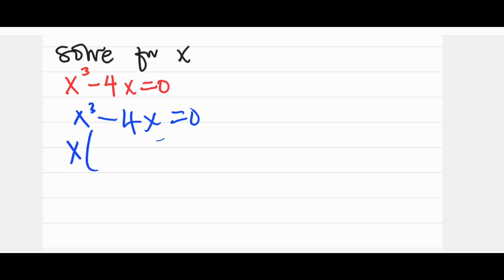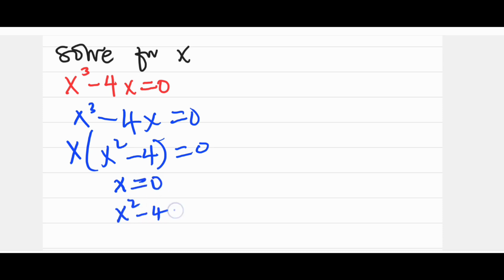And then when you factor out an x, you remain with, so x cubed divided by x, you get x squared, minus 4x divided by x, you remain with 4. So you remain with x times (x squared minus 4) is equal to 0. So if this is equal to 0, that means x is equal to 0. Also, x squared minus 4, okay, is equal to 0. Now we already have the first value of x here.